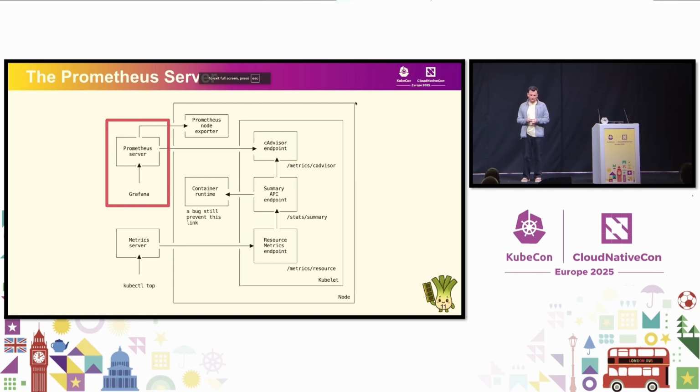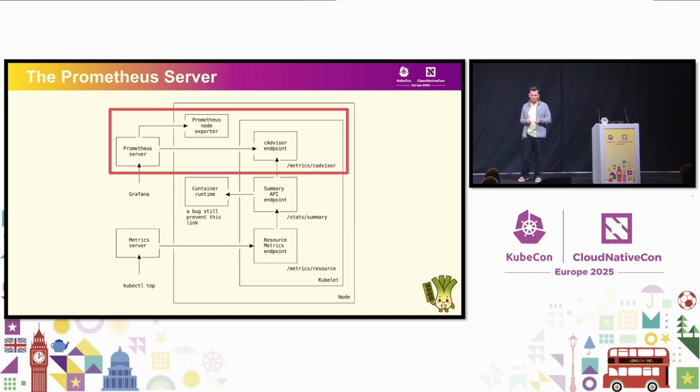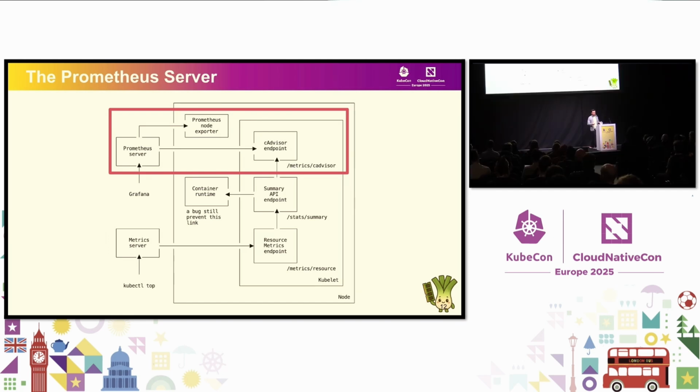And the next thing was, where does Prometheus scrape these metrics from? There are two main culprits here, the Prometheus node exporter and the cAdvisor endpoint. So let's start with the Prometheus node exporter. This thing is a daemon set, as I said. It's running as part of your cluster, and it's running on each node. And because it's running as part of a pod, it is exposed as a service.